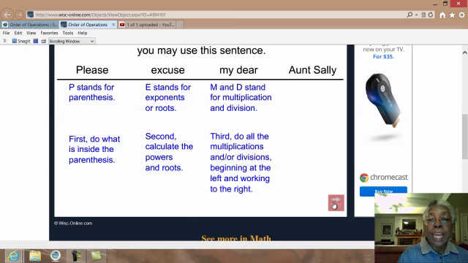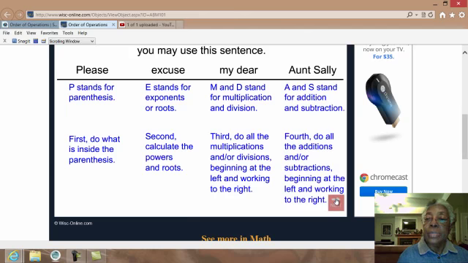M and D stand for multiplication and division. Third, do all the multiplications and/or divisions beginning at the left and working to the right. A and S stand for addition and subtraction. Fourth, do all the additions and/or subtractions beginning at the left and working to the right.